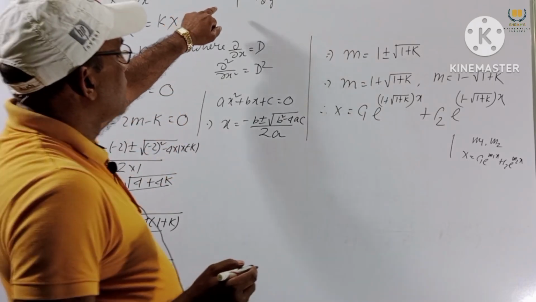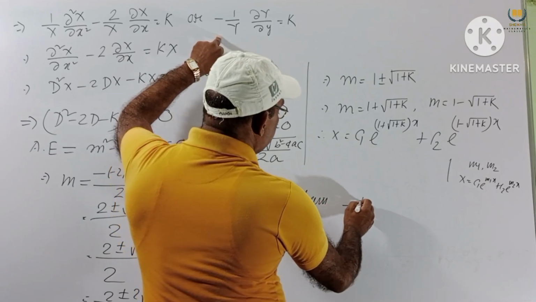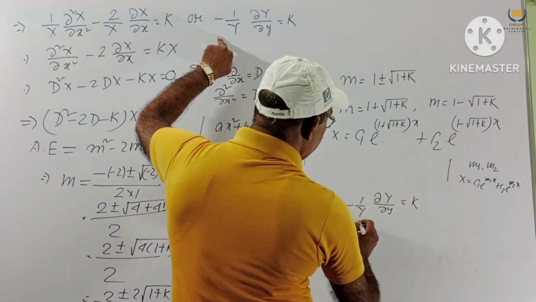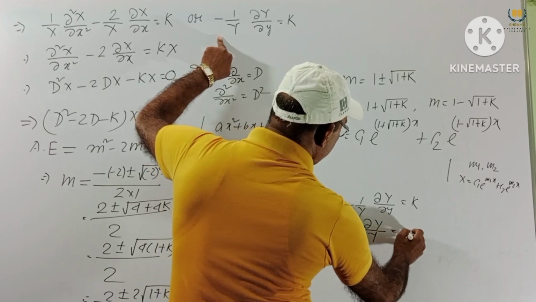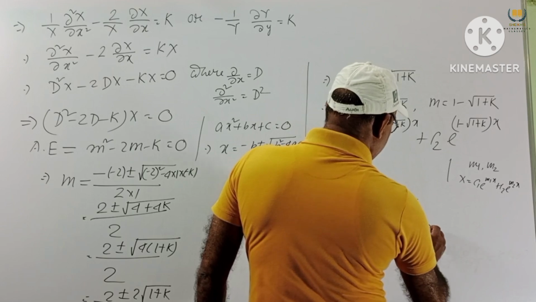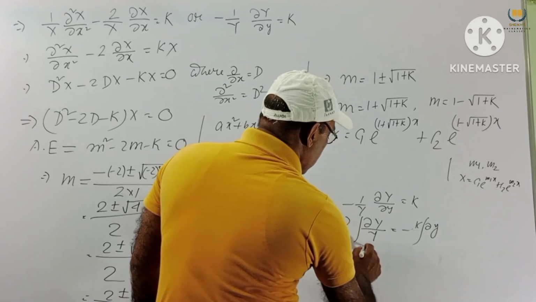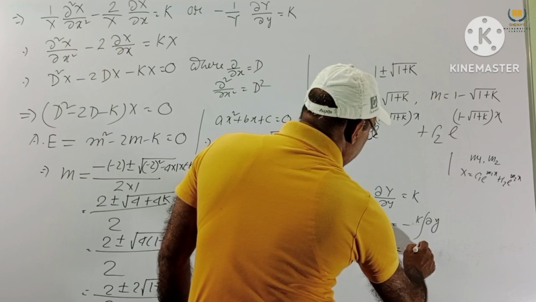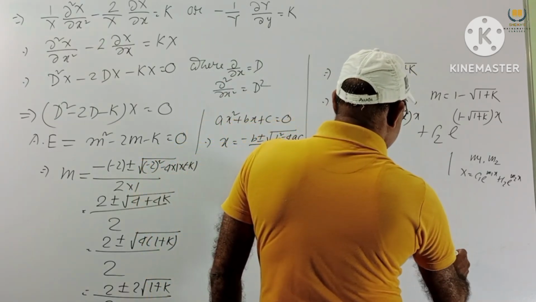Next, this one again, −(1/y) ∂y/∂y = k, ∂y/y = −k ∂y. So if we integrate on both sides, log y = −ky plus we consider c.